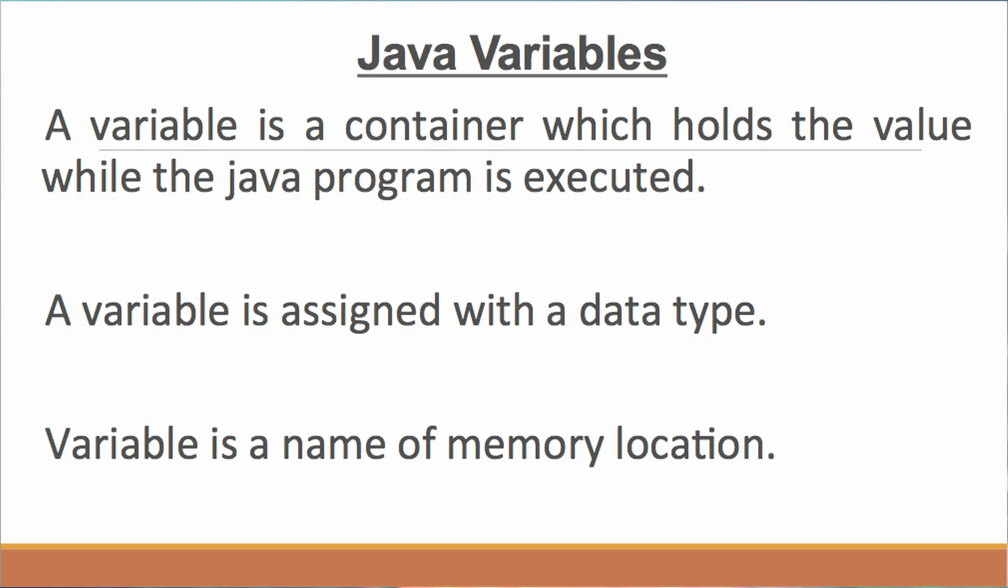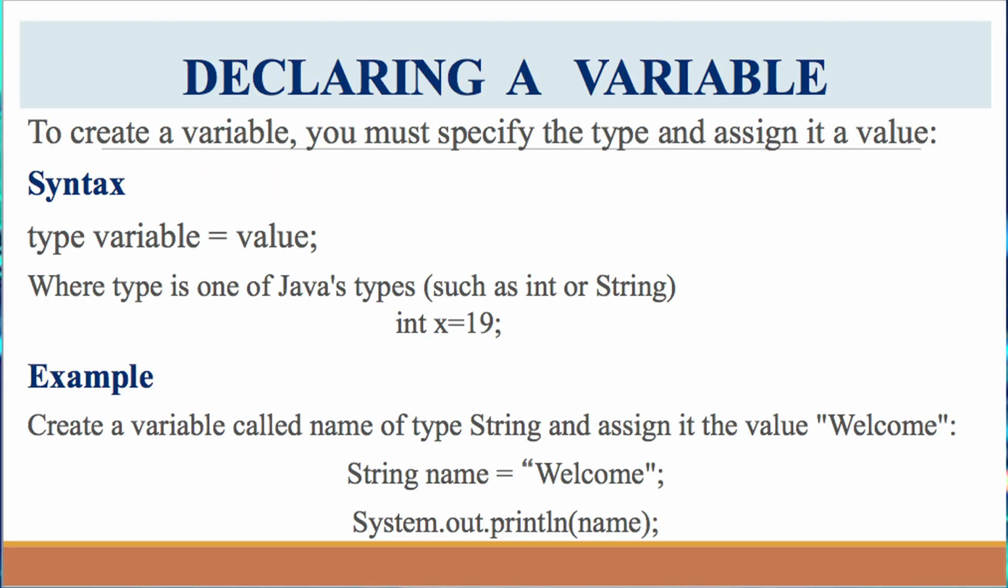You can see int x = 19 in the middle of this slide. 19 is a value that is assigned to x. So x is a variable and its type is integer. x is prefixed by int, so int is integer. You can see int x equals 19. This is the way to declare a variable and to assign a value to the variable.